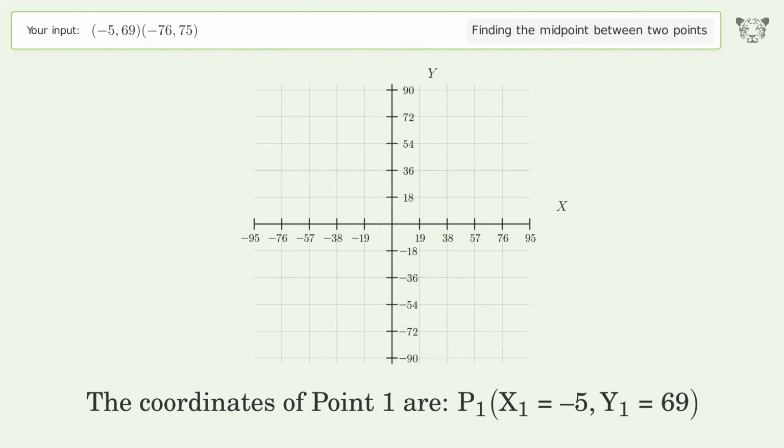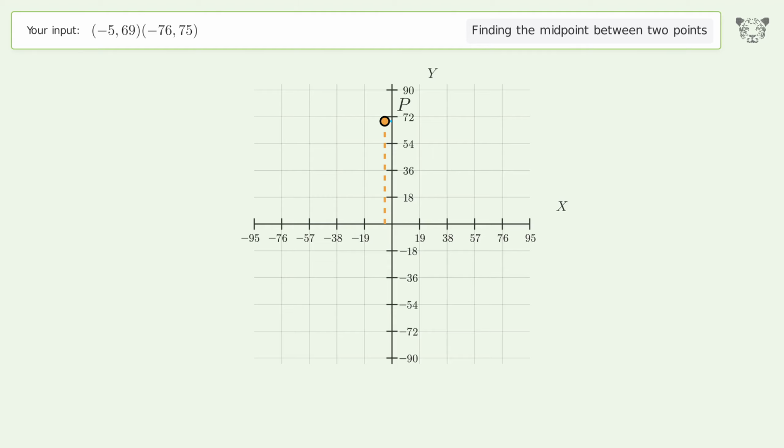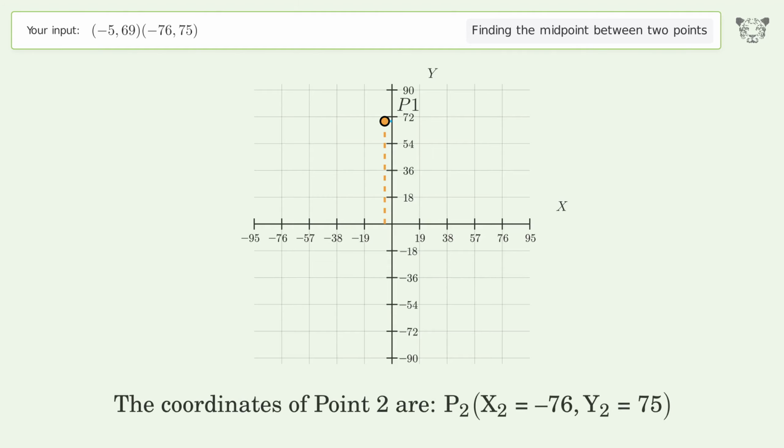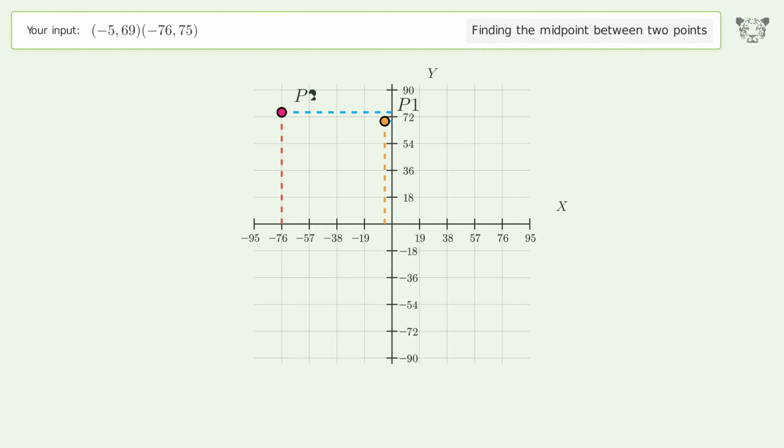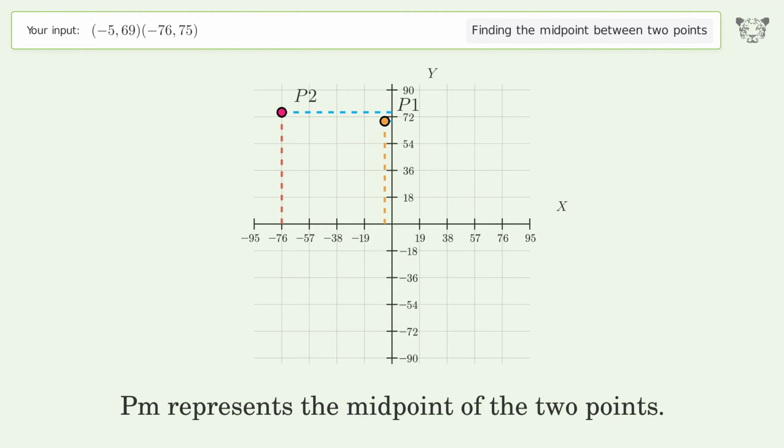The coordinates of point 1 are x1 equals -5, y1 equals 69. The coordinates of point 2 are x2 equals -76, y2 equals 75. PM represents the midpoint of the 2 points.